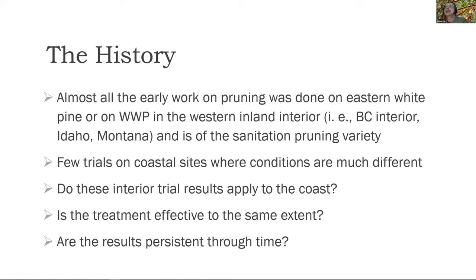And it was done initially in the 70s and 80s to look at the sanitation pruning option, where they would walk into stands that are 10, 20, or even older years old. And they would look at those stands, take out the trees that were infected, lop off the infected branches or prune to a certain height in the crown, and then come back later and see whether those trees had survived or not. There were very few trials on coastal sites, where we find the conditions are much different, because it's not a drier interior continental climate. It's a very moist maritime climate, and our temperature profiles, our moisture profiles, and other environmental variables can be quite different than they would be on the eastern side of the mountain ranges.